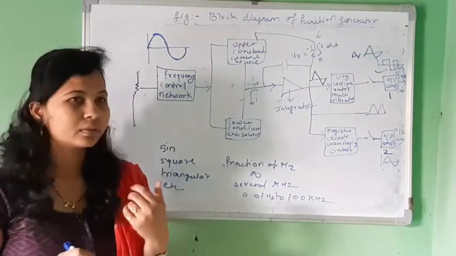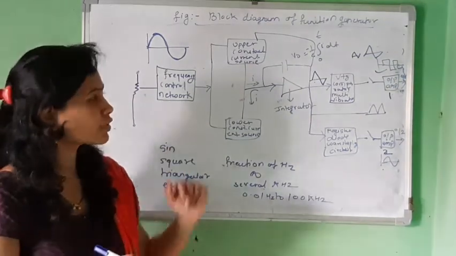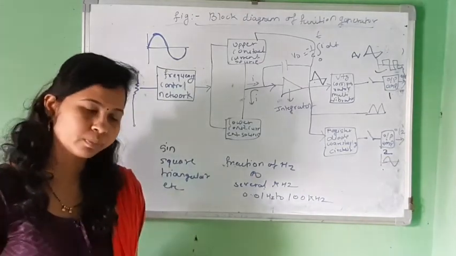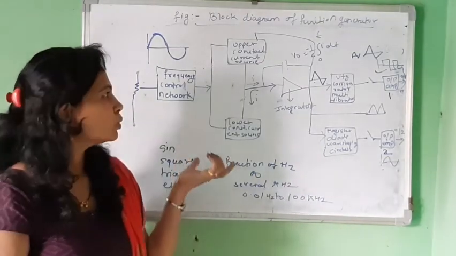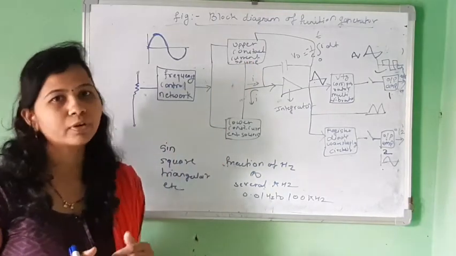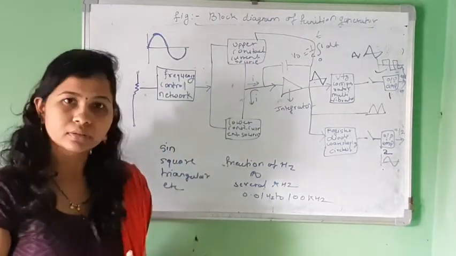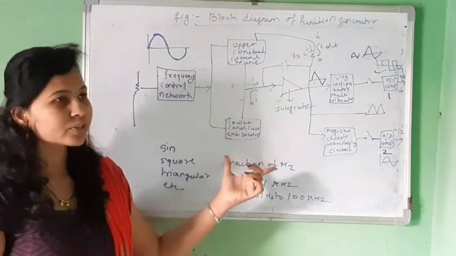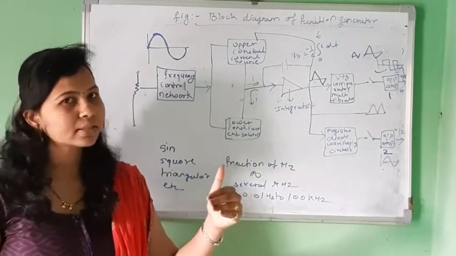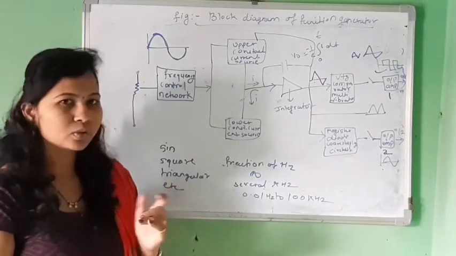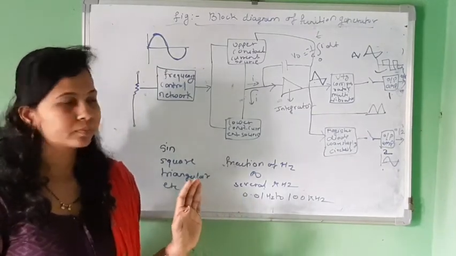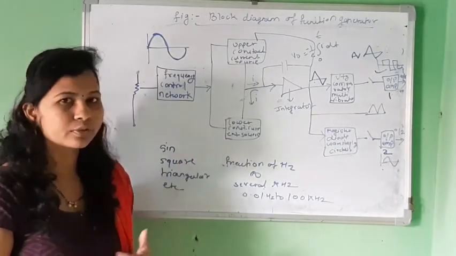Now you can recall the uses of this function generator. The main use is to generate different types of waveforms. The second use is to control the frequencies of the generated waveforms. Third, this function generator is used for operating the CRO, because if there is no waveform generation, then there will be no CRO working. So these are the uses of the function generator.